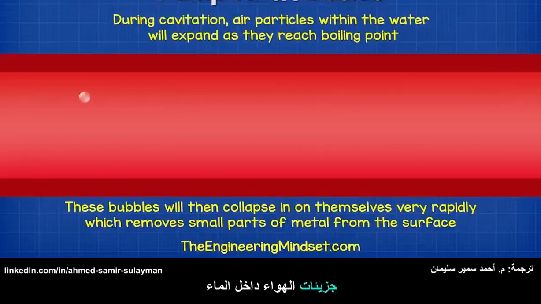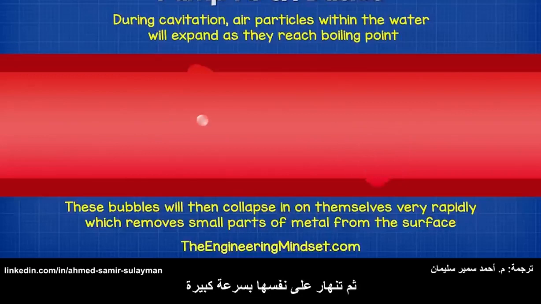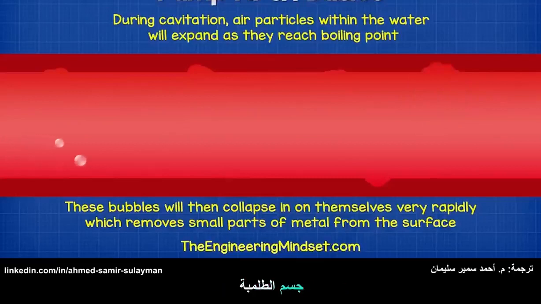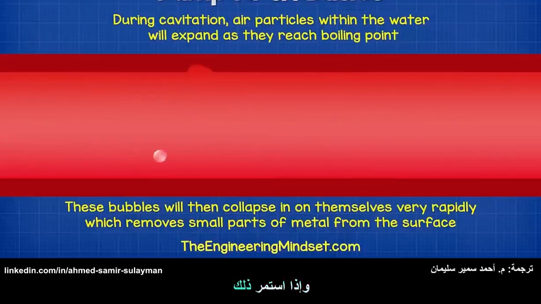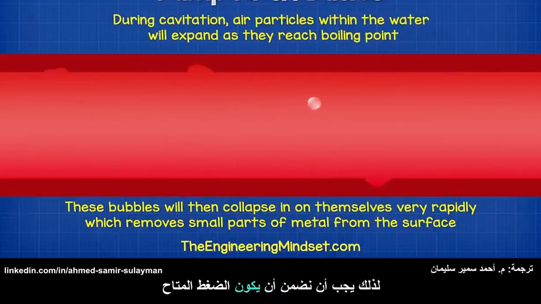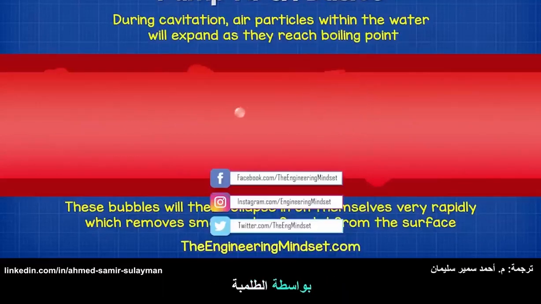During cavitation, air particles within the water will expand as they reach boiling point. These will then collapse in on themselves very rapidly. As they collapse, they will damage the impeller as well as the pump casing. This removes small parts of metal from the surface, and if this keeps occurring, then it will eventually destroy the pump. Therefore, we must ensure the available pressure is higher than the required pressure of the pump.